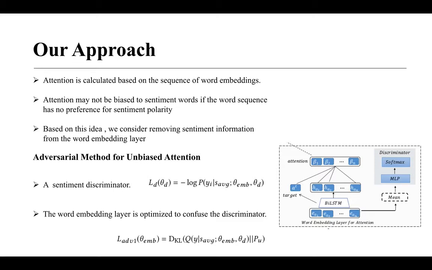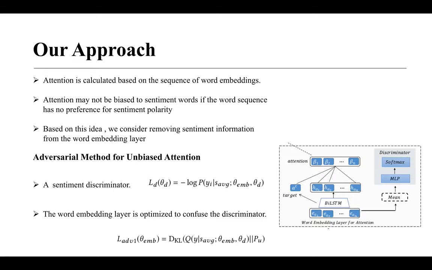The discriminator learns its parameters by maximizing its classification accuracy. The loss function of the sentiment discriminator minimizes the negative log probability of the sentiment label. On the contrary, the word embedding layer for attention is optimized to confuse the discriminator, to minimize its accuracy. Thus, we design an adversarial loss function based on the KL divergence.